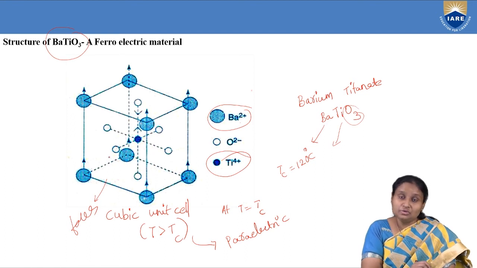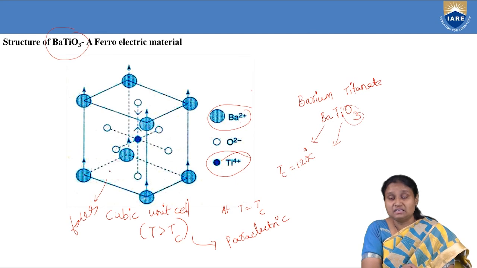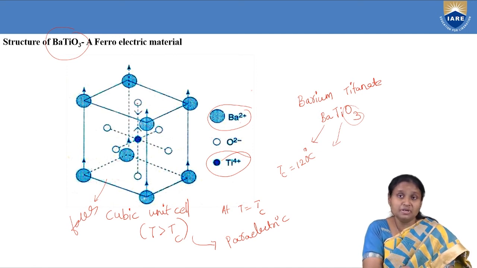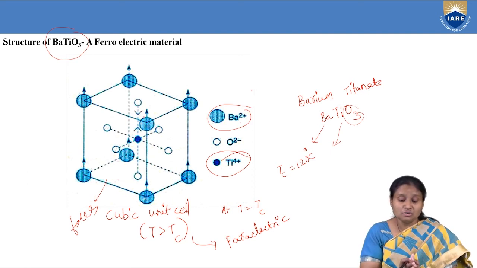So the cubic unit cell of barium titanate consists of 8 corner barium ions, which are positive ions, and 6 oxygen ions present at the 6 face centers. Of course, there is one titanium ion at the center, which is positively charged. In this figure we show the barium ions as if well separated from the oxygen ions, and the titanium ion well separated from the oxygen ions. But actually, all these ions are very close to each other.